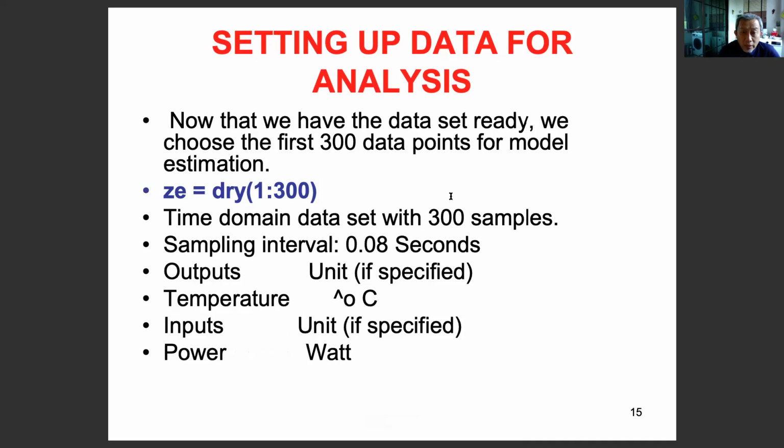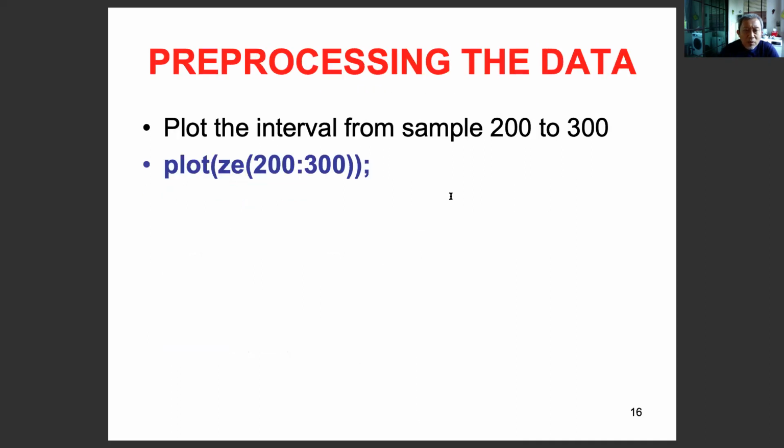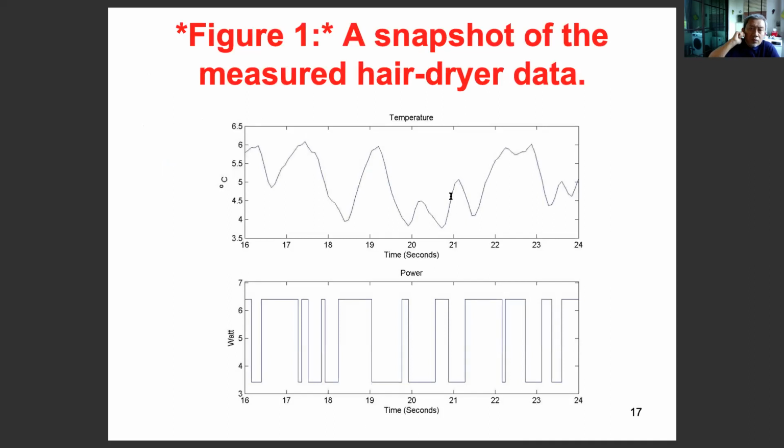Then we can shortlist the data. Since we have 1000 data points, if we plot from 1 to 1000, it will make your screen saturated. So we just plot the first 300 data points by using the command ze equals dry 1 to 300, and then plot ze. It will give you something like this.